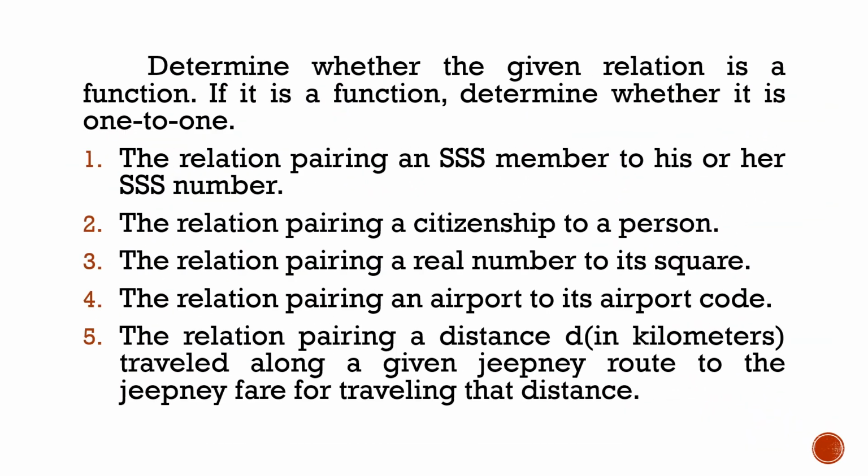So with this one, we're asked to determine whether the given relation is a function. If it is a function, determine whether it is a one-to-one function. Now, for number 1, the relation pairing an SSS member to his or her SSS number. So there are two variables: the SSS member and the SSS number.